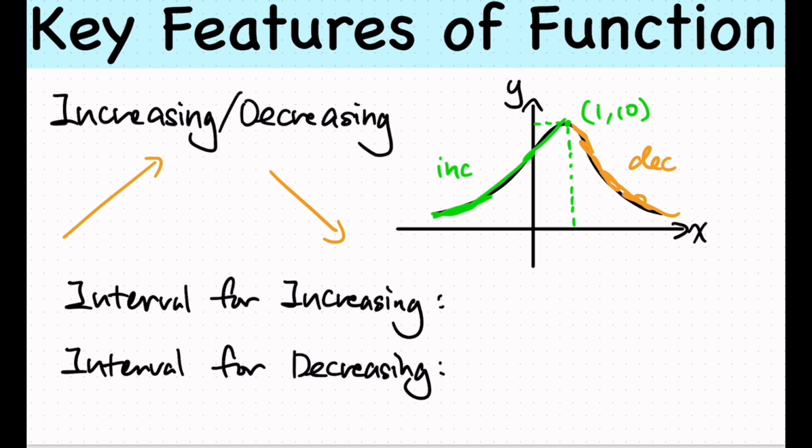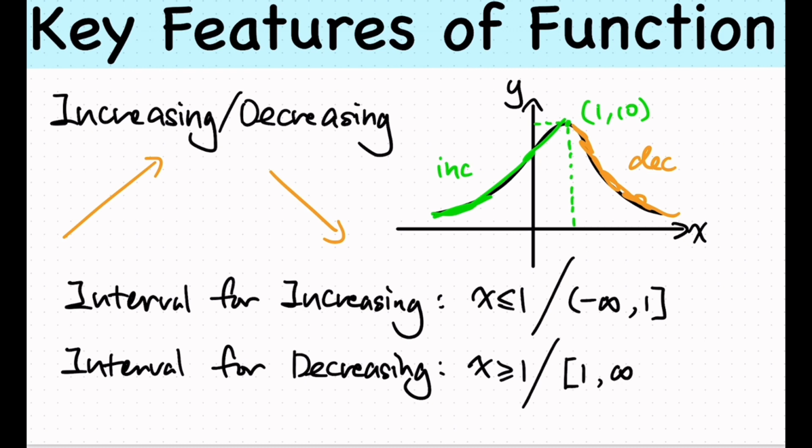So for the interval of increasing, either you can use the set notation to write it as x is less than or equal to 1, or you can use the interval notation to represent it as parenthesis negative infinity, comma 1, bracket. The interval for decreasing will be any part that's on the right side of (1, 10). So x is greater than or equal to 1 if you use the set notation, or if I use the interval notation, then it becomes bracket 1, comma, positive infinity, parenthesis.